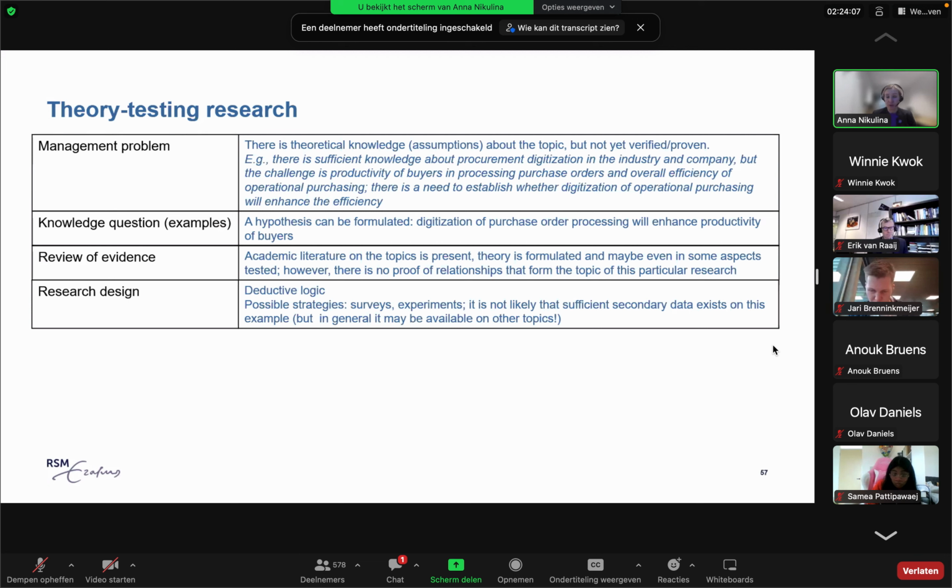Definitely deductive logic, because we are trying really to move now in the opposite direction. So finding that, if something is true, it will also be true for every organization. And when we are talking about theory testing, we definitely focus on surveys and experiments as two main strategies, maybe also secondary analysis, but I think these are the two that come first to mind. In this particular topic, again, maybe not enough secondary data, but maybe possible for other topics.